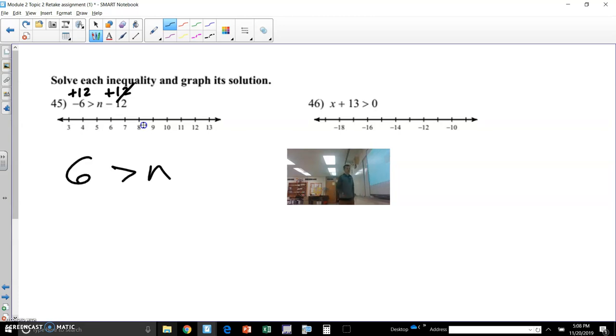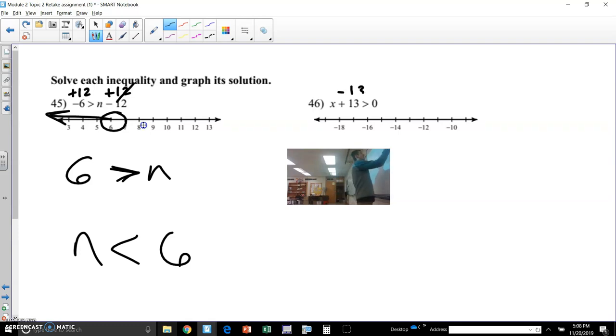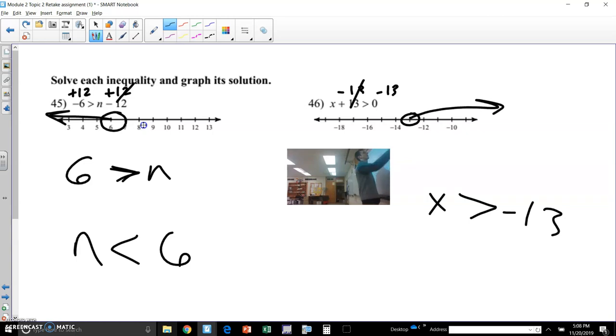And I really like thinking of it with the variable on the left, so I like to flip them so that n is on the left. But if it was pointing in there, I make it point in here as well. So this would be any value less than 6. This one, I would just subtract 13 to the other side, and n would have to be greater than -13. Go find -13, values greater.